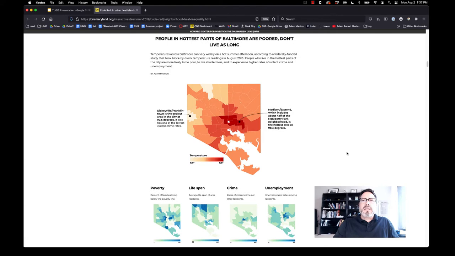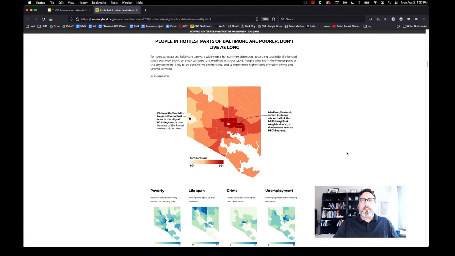So we used data that was collected by some researchers from the Virginia Science Museum and the University of Portland. They used sensors and went around Baltimore on a hot summer afternoon and collected temperature data from all over the city, just thousands and thousands of data points. And we were able to do a little bit of data work and come up with average temperatures per neighborhood, which is what you see here, right?